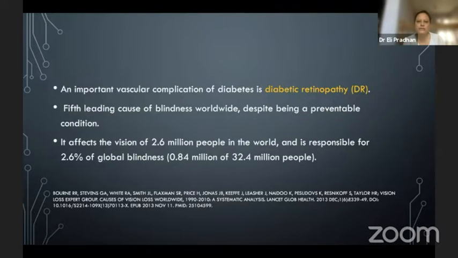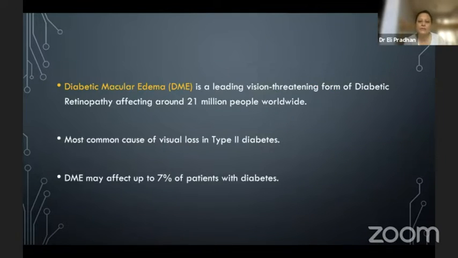Among the important vascular complications of diabetes, diabetic retinopathy is the fifth leading cause of blindness worldwide, although it is a preventable condition. It affects the vision of 2.6 million people in the world and is responsible for nearly 0.84 million of the 32.4 million blind people. Diabetic macular edema, which is our main topic now, is a leading vision-threatening form of diabetic retinopathy affecting around 21 million people worldwide. It's the most common cause of visual loss in type 2 diabetes and may affect patients with diabetes.